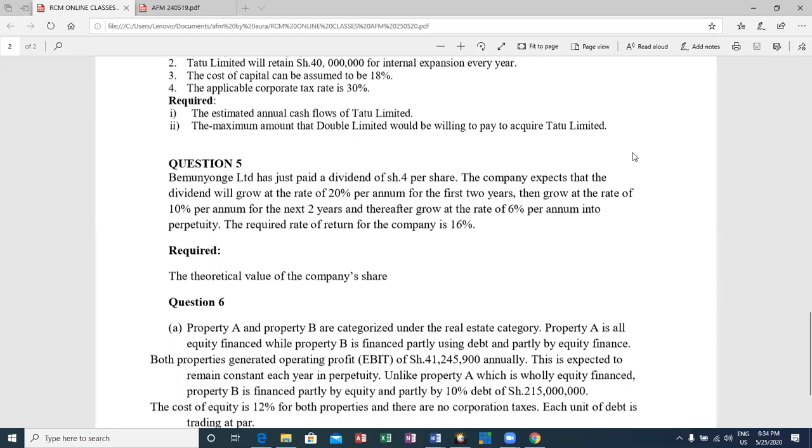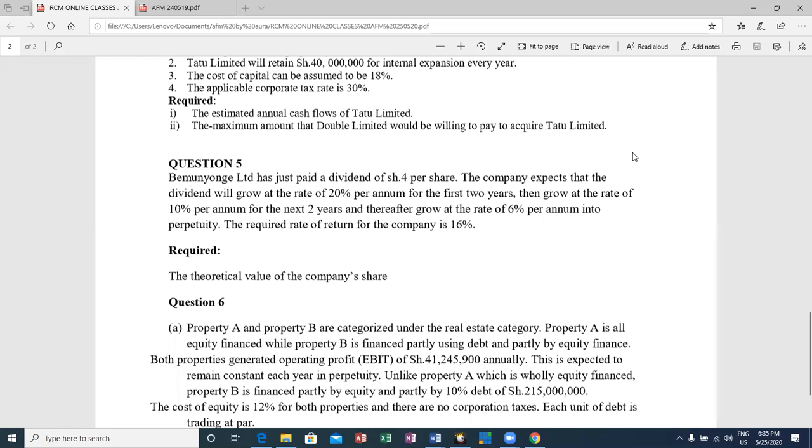Remember, PO is the current market price per share. D0 is the current dividend per share. Ke is the cost of equity. Then we have the growth rate, g, like that.